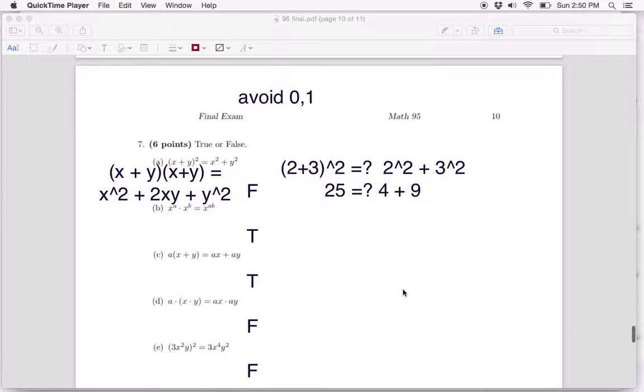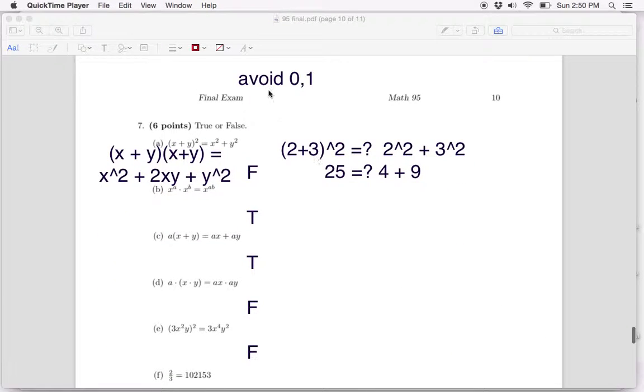All right, then you have some true or falses here. If you're going to use this method where you plug in some numbers, I would recommend avoiding 0 and 1. Don't use 0 and 1 to plug in. I would say use things like 2, 3, 5, prime numbers that are low that you can kind of work with.